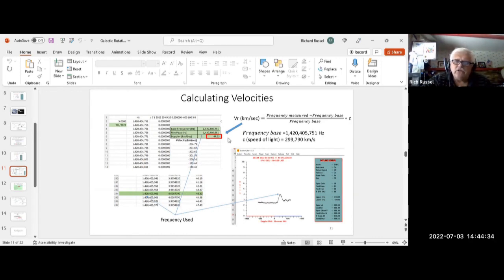So that's how you determine that, and you're using this number here in green, that peak there. It's easy to find. In fact, you can use a find max kind of function in Excel, and it'll find it for you.